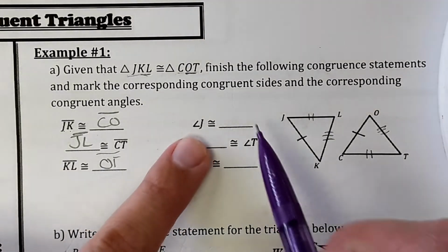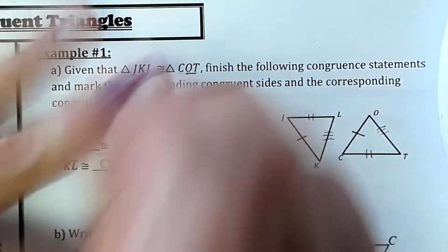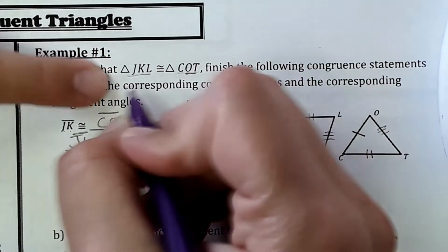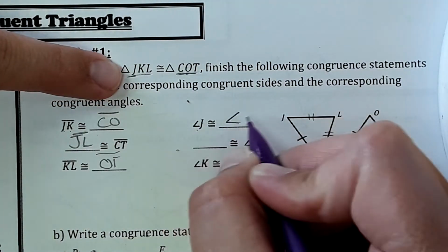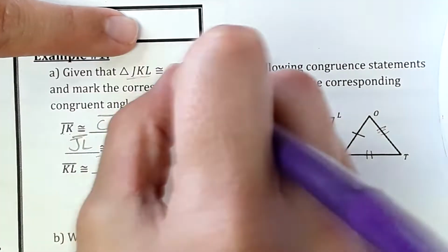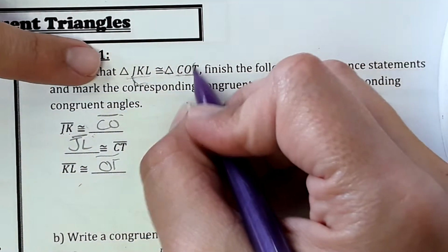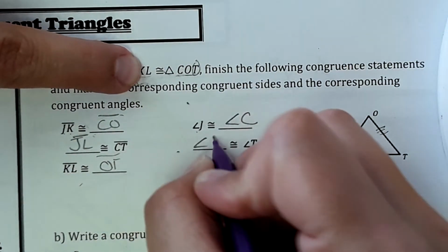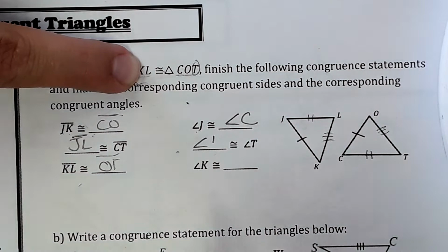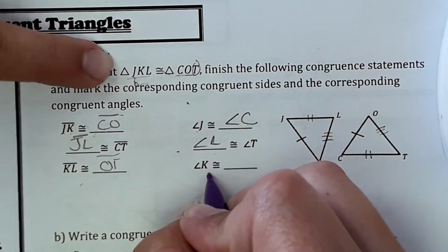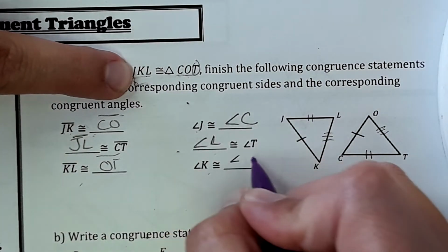And then for angles, I'm going to do the same exact thing. Just looking at the congruent statement, it wants to know what's equal to J. Well, that would be angle C. What's equal to T? T is the last letter, so that would be equal to angle L. And then angle K, which is the middle letter, would be equal to angle O.